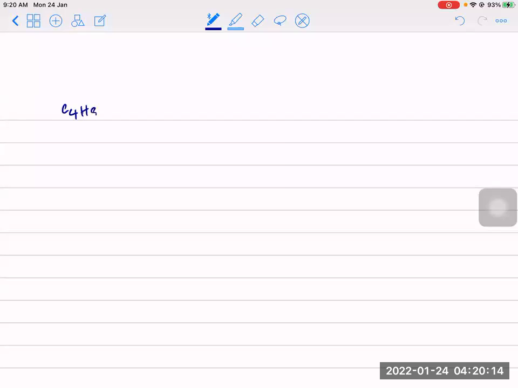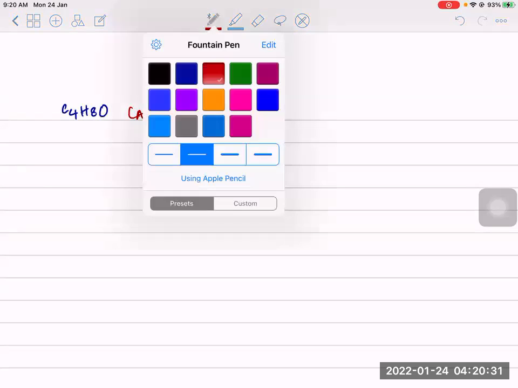Structural isomers for C4H8O. So we know this will include what? Aldehydes and ketones. Yes. Now you need to make structural isomers. So you have to make chain, positional and functional group isomers also, because aldehydes and ketones also have functional isomers. So let's make the first one.